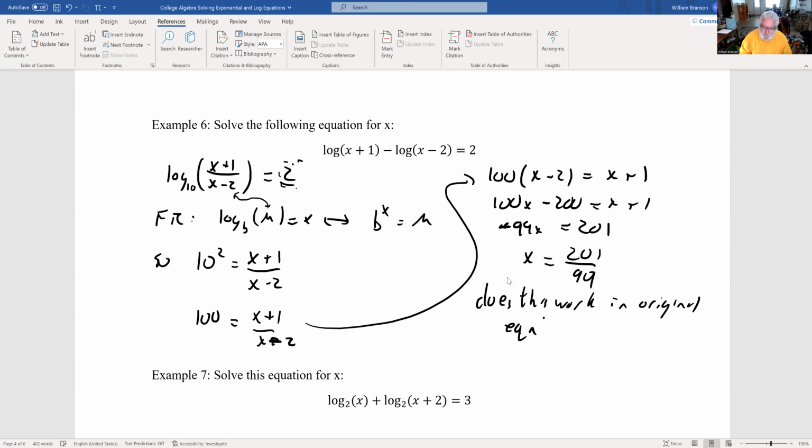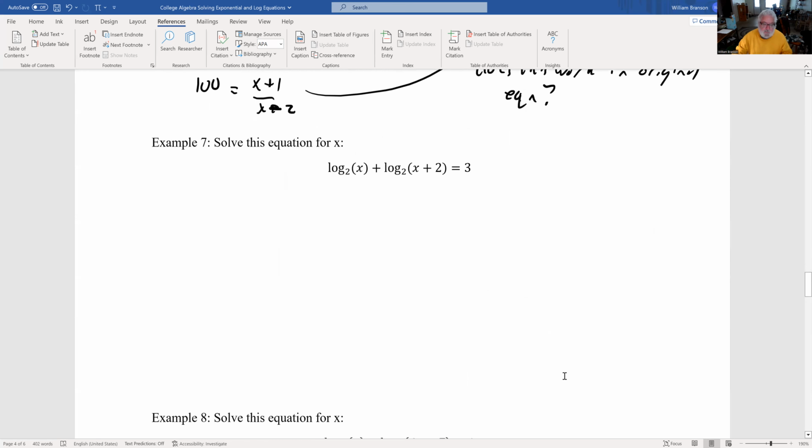Does it work in the original equation? Well, if I plug in 201 over 99 in here, I'll get a nice positive number. 201 over 99 is a little bit bigger than 2, so that number minus 2 will also be positive, so it works out. So we're in good shape there.